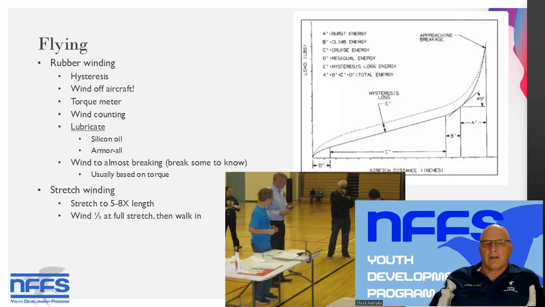Let's look at a little bit on flying. On the rubber winding, rubber has what we call hysteresis. That means as you wind it up, you're going to have a torque curve. That's your dotted line on the top of this graph, where the bottom is the number of turns or the amount of stretch you're putting in, and the side is your load, or it shows load here, but it could be torque. As you wind up, you're going to be on the top curve. As you unwind, it's going to drop down to the lower curve.